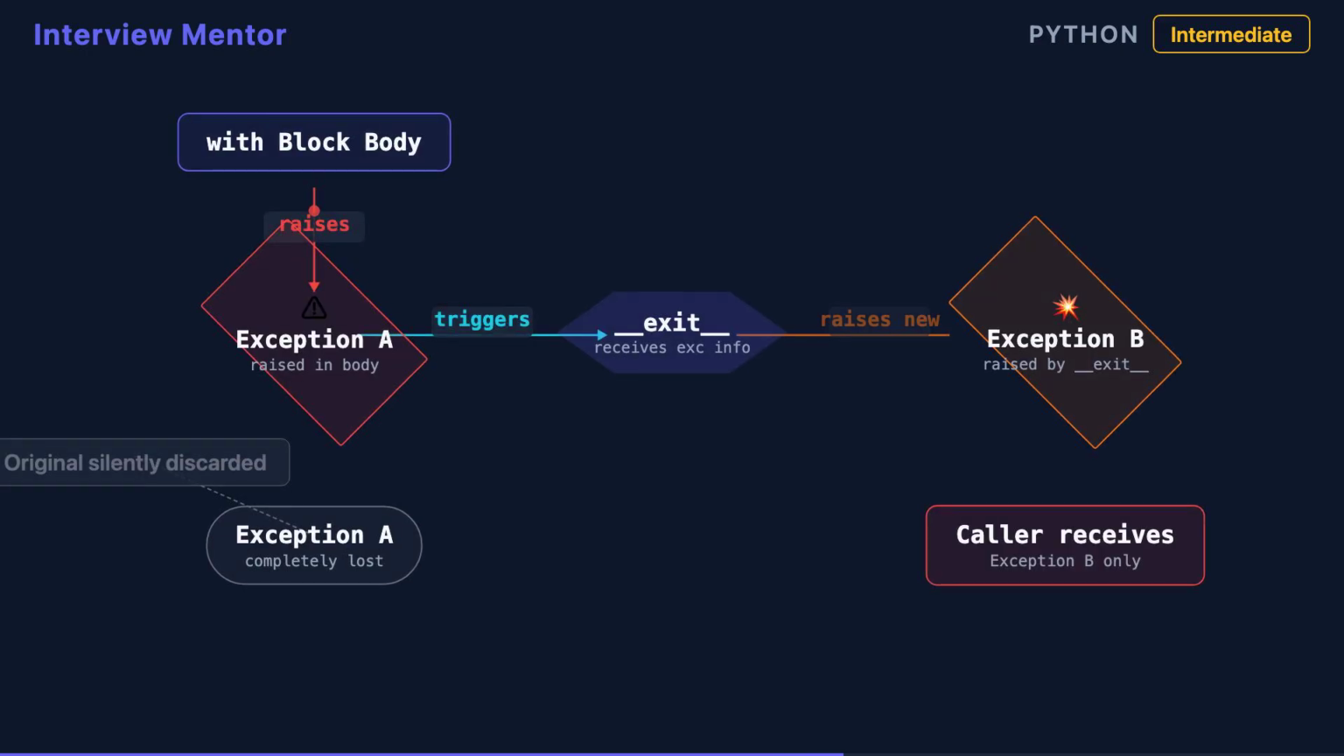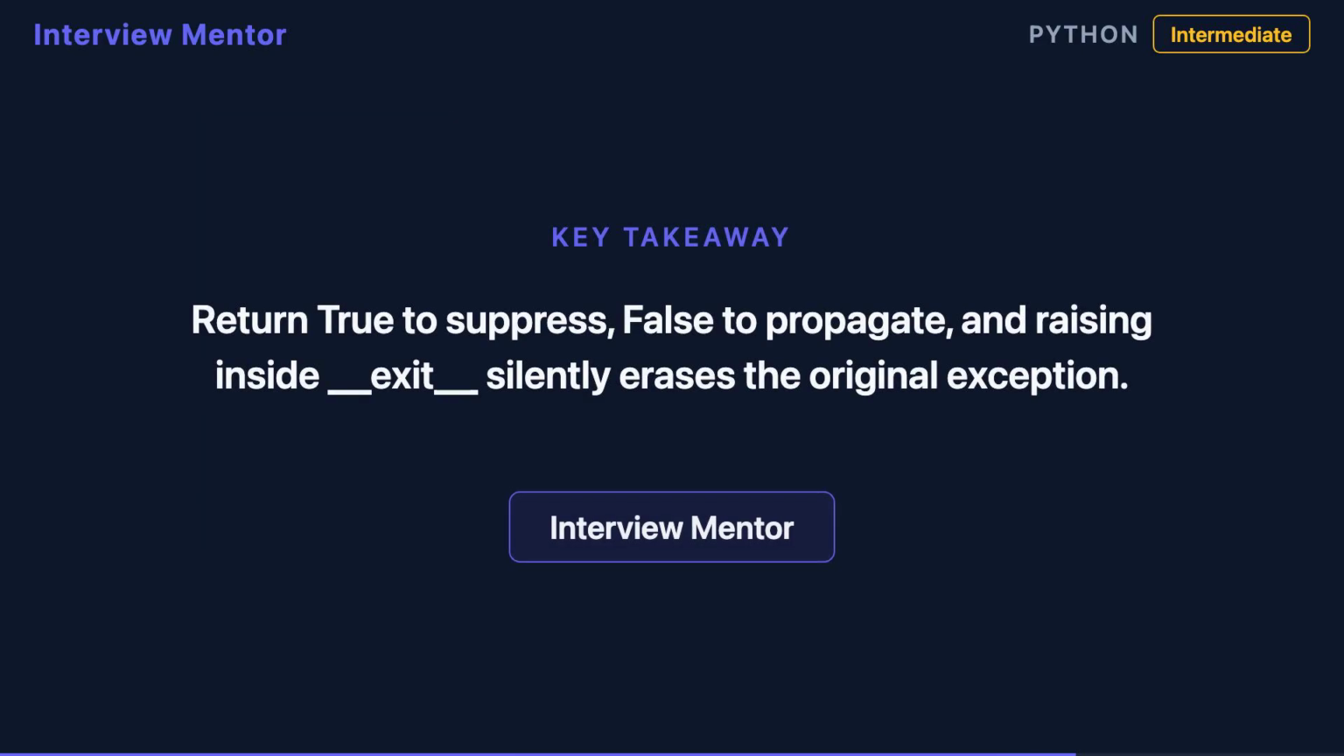Now the tricky edge case. If exit itself raises a new exception, that new exception completely replaces the original. The original is not chained. It is simply gone. So if your cleanup code can fail, always catch those internal errors yourself, or you will silently discard the original problem and make debugging extremely painful. Return true to suppress, false to propagate, and raising inside exit silently replaces the original exception.